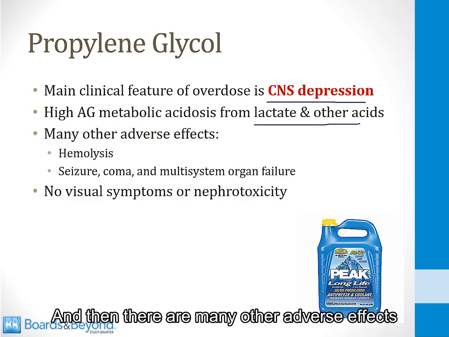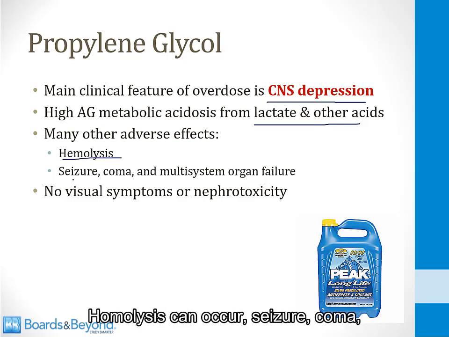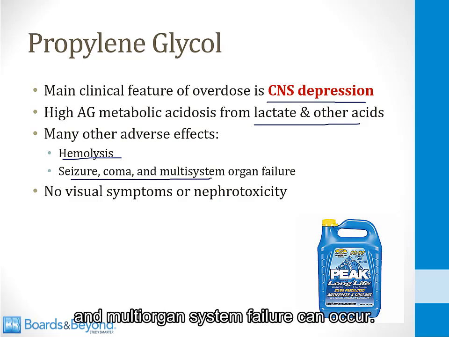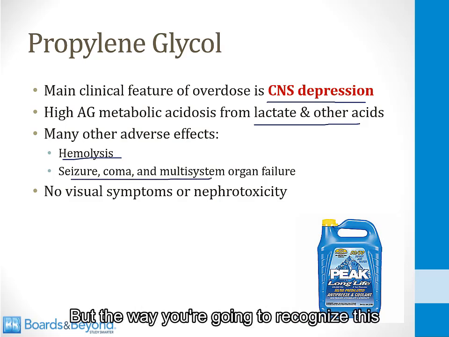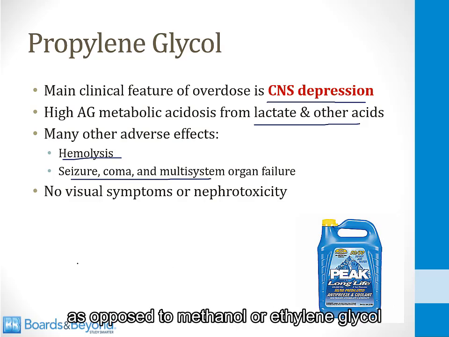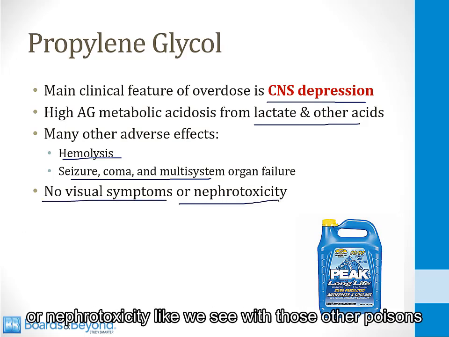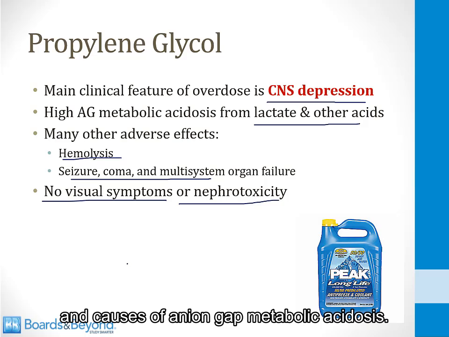And then there are many other adverse effects of propylene glycol you can read about. Hemolysis can occur, seizure, coma, and multi-organ system failure can occur. But the way you're going to recognize this as the cause of an anion gap metabolic acidosis in a board question, as opposed to methanol or ethylene glycol, is that there are usually no visual symptoms or nephrotoxicity like we see with those other poisons and causes of anion gap metabolic acidosis.